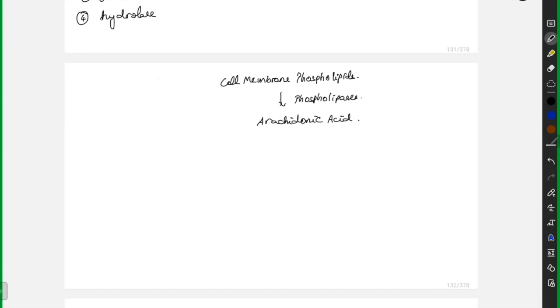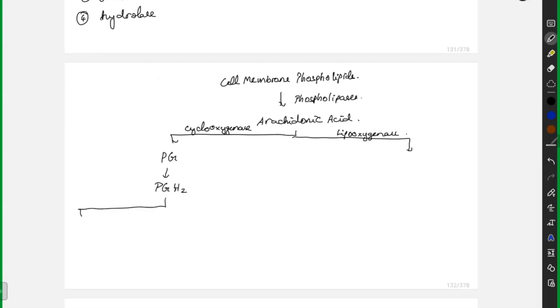Phospholipases. This arachidonic acid is going to be acted on by two enzymes. One is cyclooxygenase, and the second one is lipooxygenase. Cyclooxygenase converts your arachidonic acid to prostaglandin, which gets converted into prostaglandin H2. This prostaglandin H2 gets differentiated to form prostaglandin I2, or we call it prostacyclin.